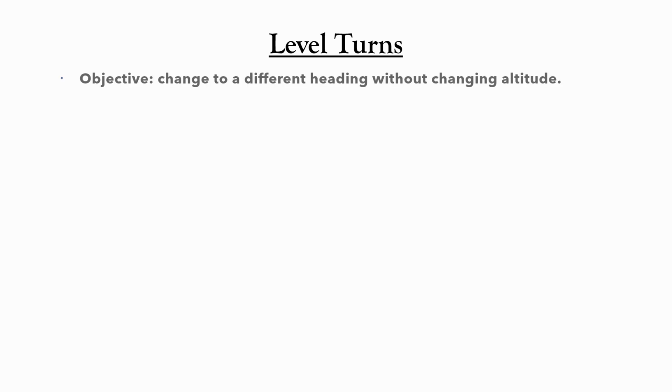The objective during a level turn is to change to a different heading without changing our altitude. The first step is to choose a target bank angle. For small heading changes, we will typically choose a very shallow bank angle, like 10 degrees. If we need to make a larger heading change, we'll choose a steeper bank angle so that the heading change doesn't take as long to take effect.